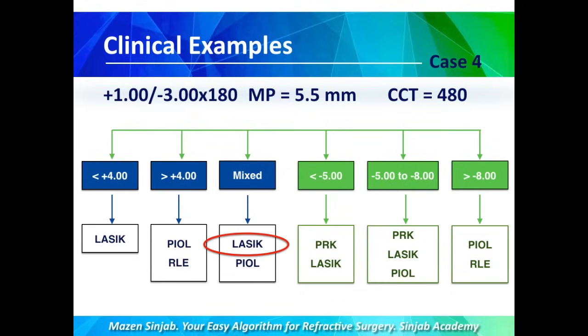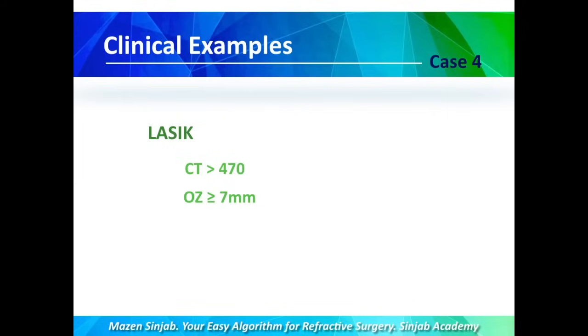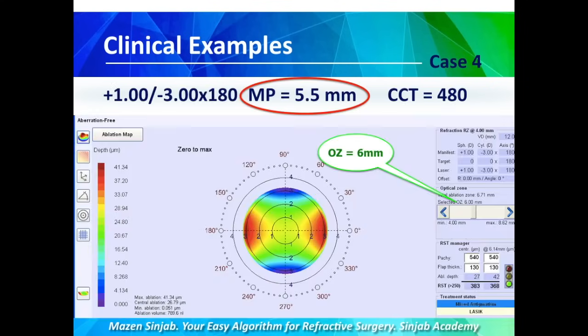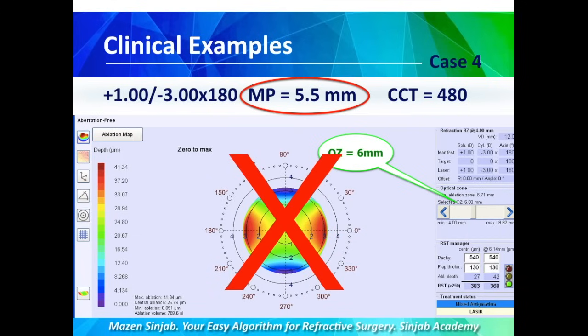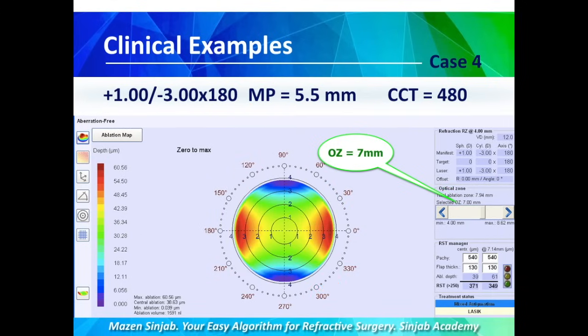Starting with LASIK. Two conditions for LASIK in this case: the pre-op corneal thickness should be at least 470 microns, and the optical zone should be at least 7 millimeters. So if we simply add 0.5 millimeter to the mesopic pupil, we will have an optical zone of 6 millimeters, which is not accepted because it is mixed astigmatism. Therefore, we have to go for a 7 millimeter optical zone, and the ablation depth will be 39 microns.